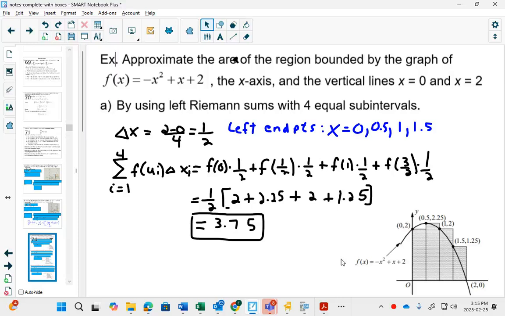You want to write everything out. If you're doing the left Riemann sum, your left endpoints are 0, 0.5, 1, and 1.5. Each of them has a width of a half. So I factored the 1/2 out in front here, so I could just add up. This height is 2, this height is 2.25, this height is 2, this height is 1.25.